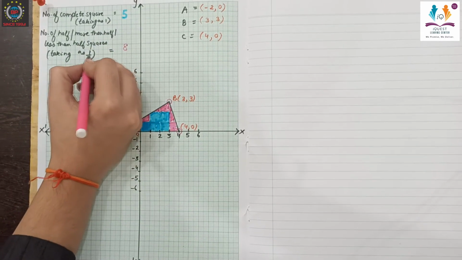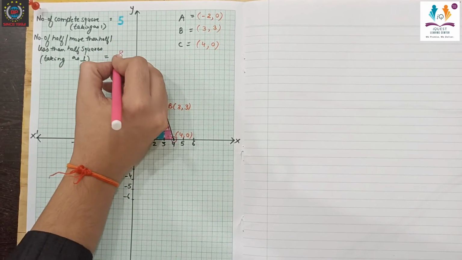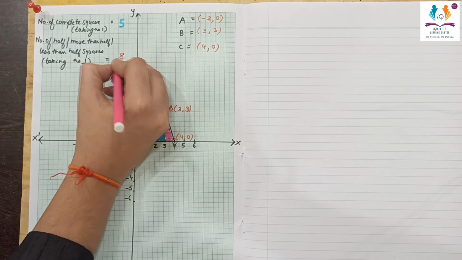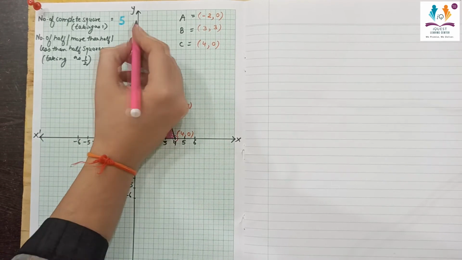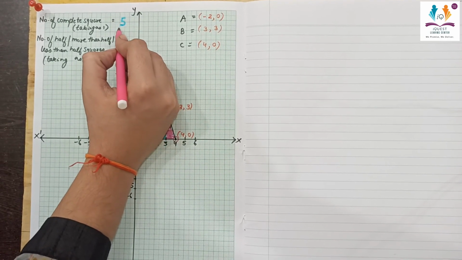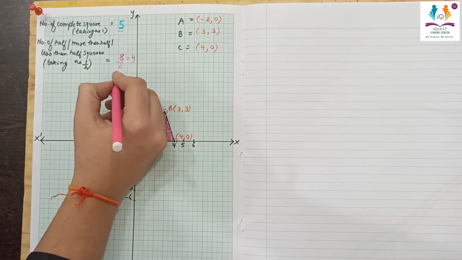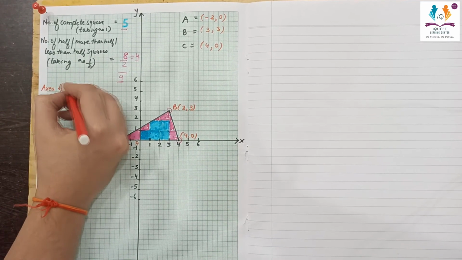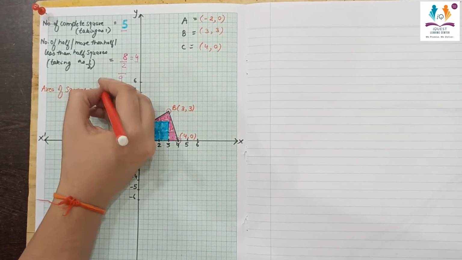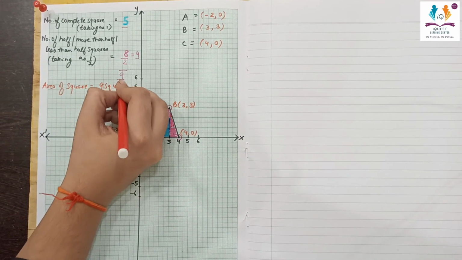So we are taking each as half, so we have to divide 8 by 2, which is equal to 4. So now total number of squares becomes 5 plus 4, that is 9. Our area of triangle is equal to 9 square units.